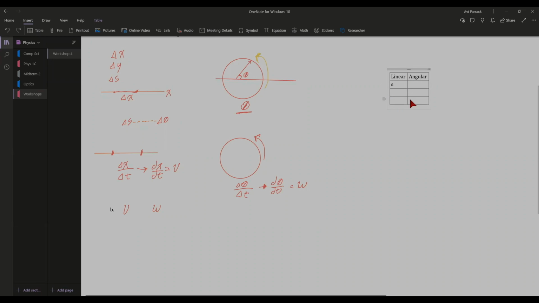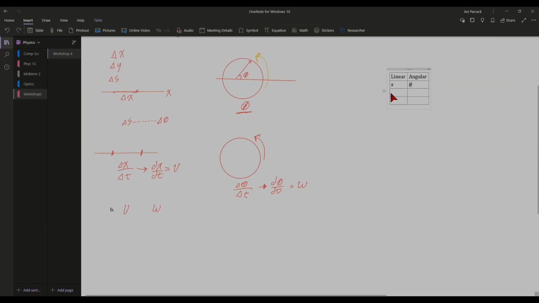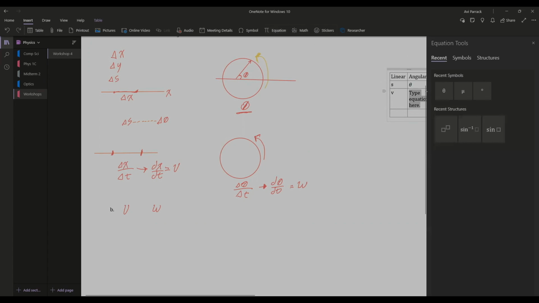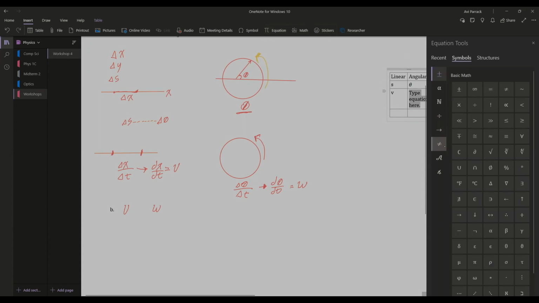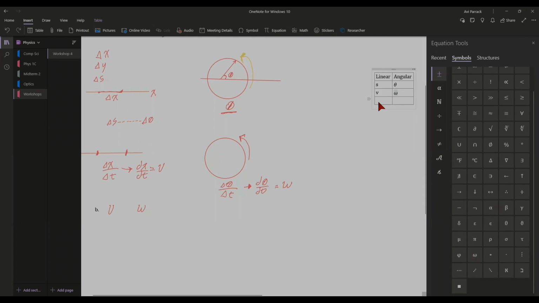So on this side we have s, some displacement. On this side we have theta. On this side we have the velocity, and the angular equivalent is omega. Let's see if I can find an omega. There we go, omega. Okay, and then we do the same thing.